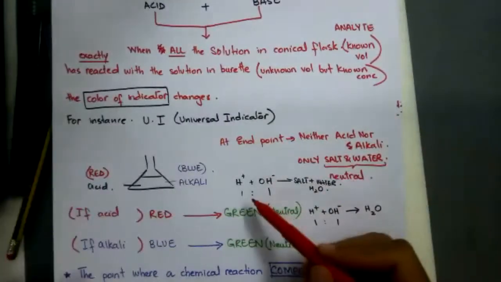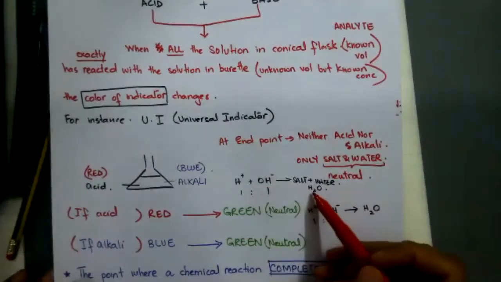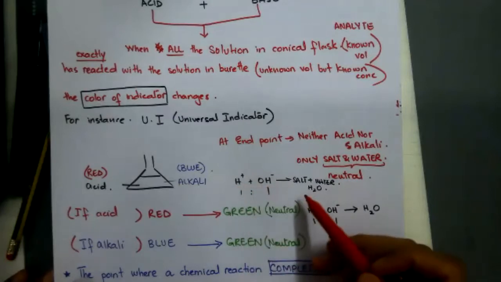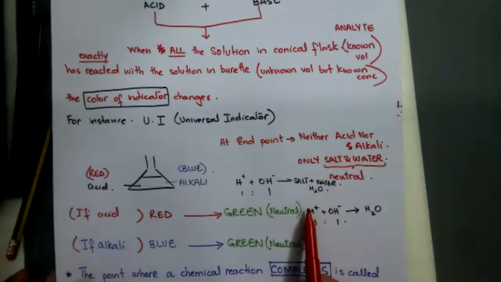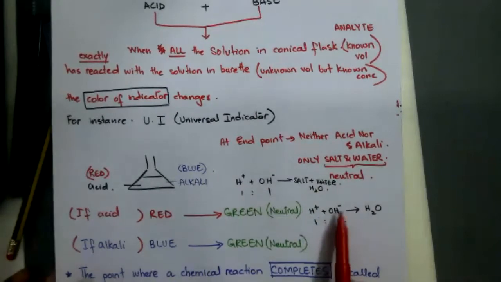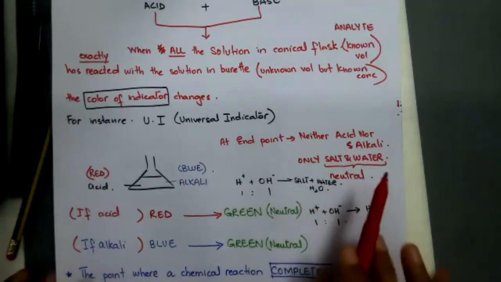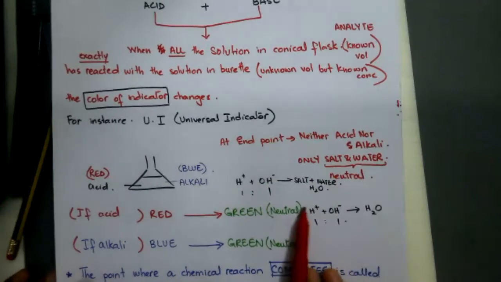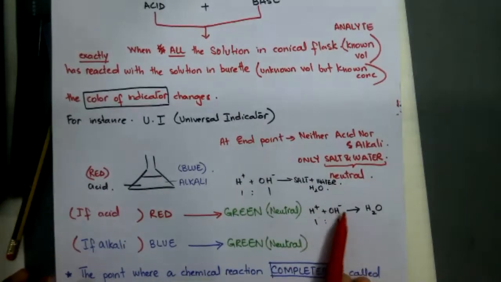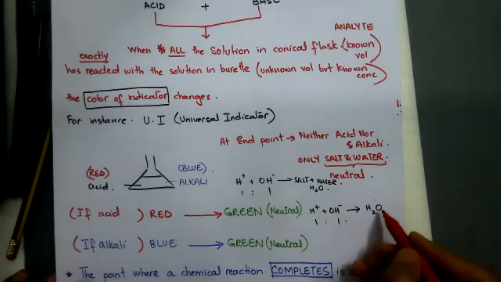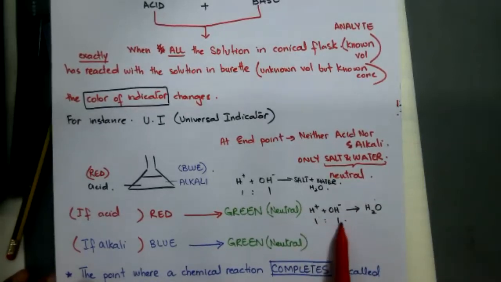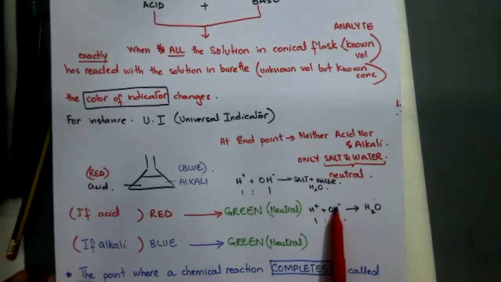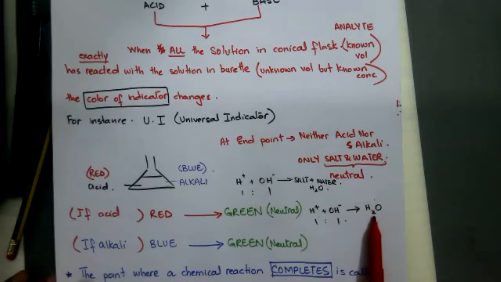If you look at the ionic equation for a neutralization reaction, no matter what acid you're using, no matter what alkali you use, the net ionic equation for any neutralization reaction is hydrogen ion reacting with hydroxide ion, giving you water, the pH of which is 7. And you can see that the molar ratio here is 1:1. One hydroxide can accept only 1 proton to give you 1 molecule of water.